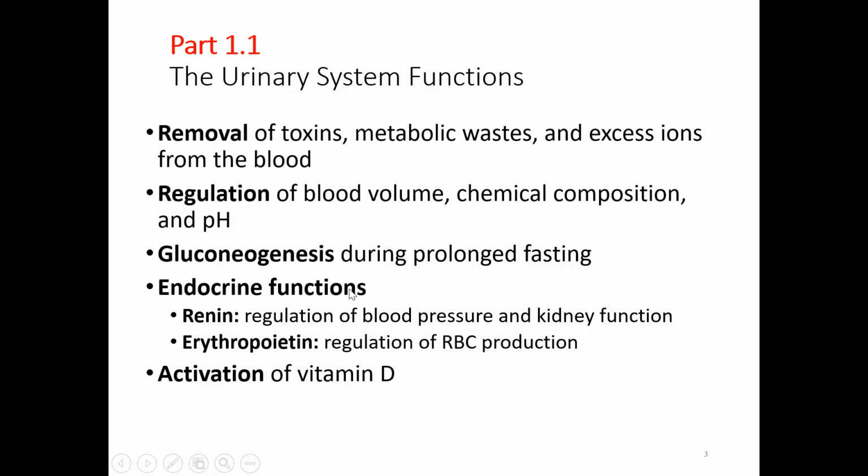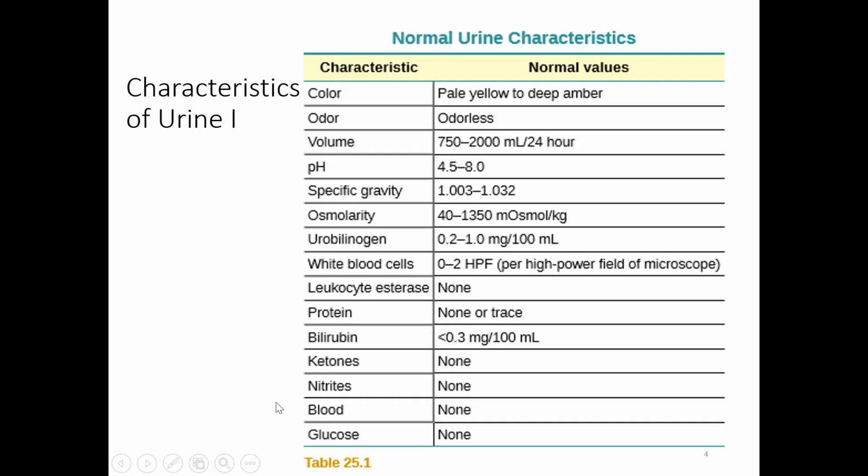Next one, endocrine functions. Our kidneys produce two hormones, renin for regulation of blood pressure and kidney function, and erythropoietin, regulation of red blood cells production. The production happens, as you remember, in the red bone marrow, but the hormone regulating that process is produced in the kidneys. Finally, our kidneys can activate vitamin D.